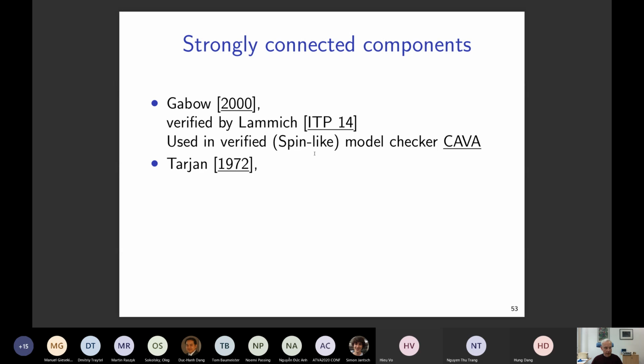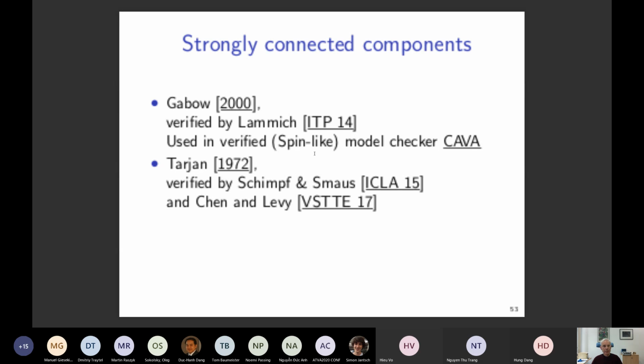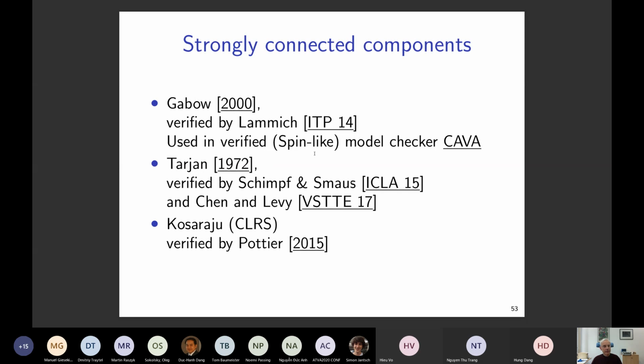So the best known strongly connected component algorithm is by Tarjan, and that was verified twice. And finally, the one that's actually in the Cormen book, the one by Kosaraju, was verified by Pottier quite recently.